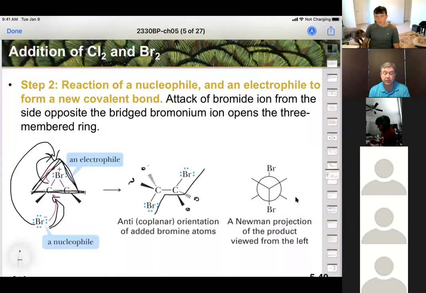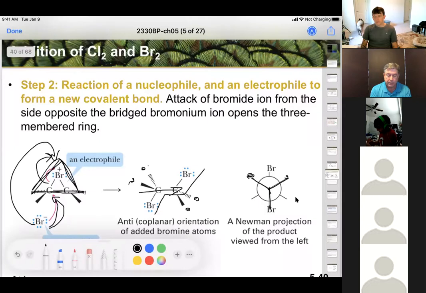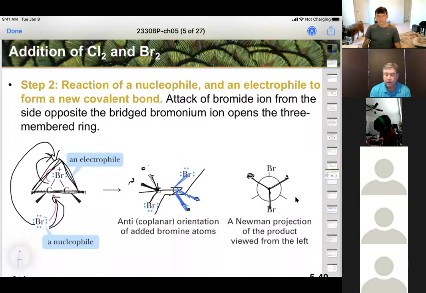If we look at a Newman projection of this exact compound from this direction, we have our methyl group and bromine on our carbon on this side, and then we have our methyl group and bromine on our carbon on the other side. So this is our bromine. Do we see that those two bromines are completely opposite each other? That's because it has to be. When this bromine comes in, it's going to be completely opposite of this one. That leads to the stereoselectivity of the reaction. They have a specific location in space. They are not random. They are going to be exactly opposite each other.